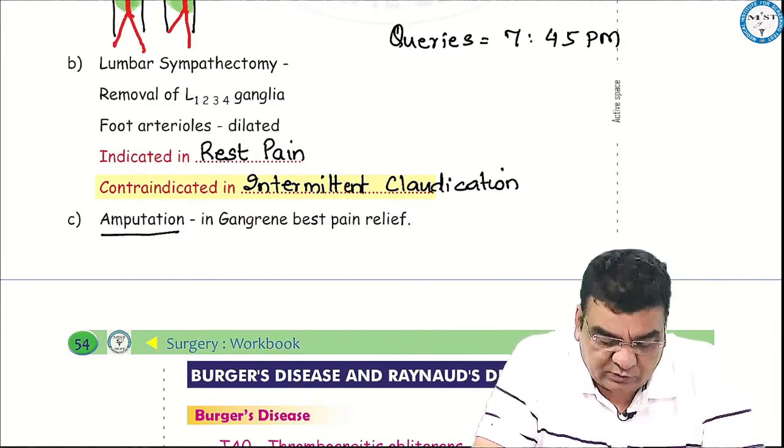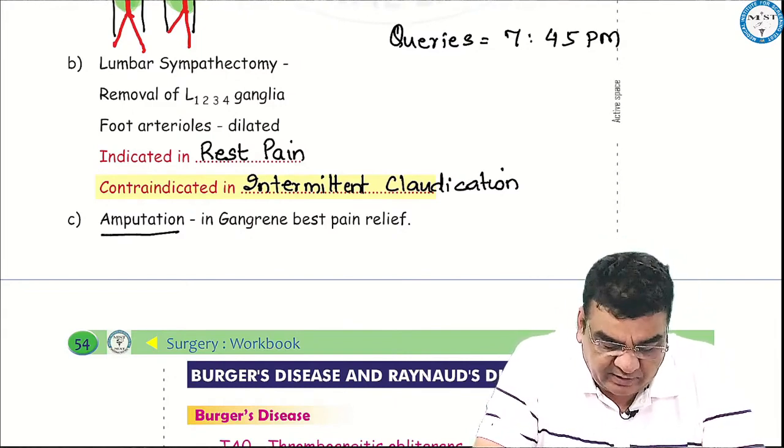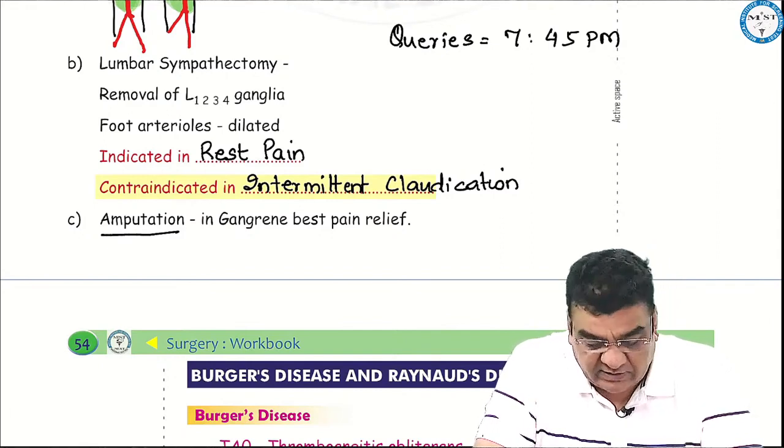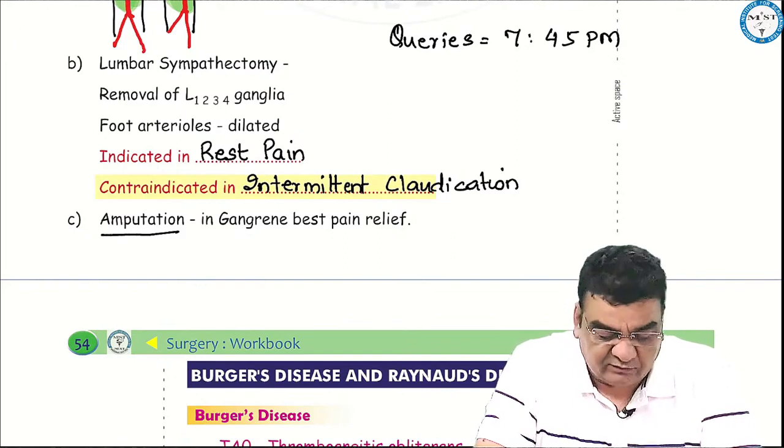Diabetic beta, please do mention your name and university. Diabetic peripheral neuropathy is due to arterial obstruction. Yes, there is decreased blood supply to the nerves. So in diabetes, actually there is both arterial as well as venous obstruction.